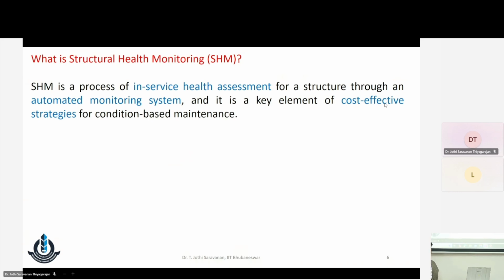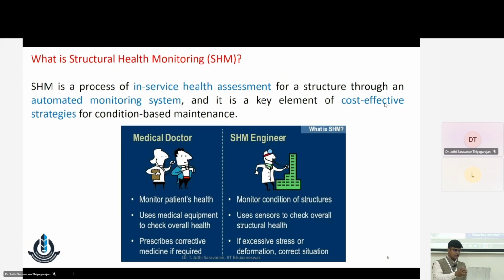How many of you visited a doctor last time? You don't go to a doctor unless you have a problem, right? It's almost the same. We can correlate SHM with the medical field. A doctor will monitor the patient's health; we are going to monitor the structure. They are going to use medical equipment, and we are going to use sensors, though even they use sensors in a way. They are going to give prescribed corrective medicines if required. Similarly, we are also going to have measures to retrofit or correct that particular situation and come out of it. That's what we are going to do.